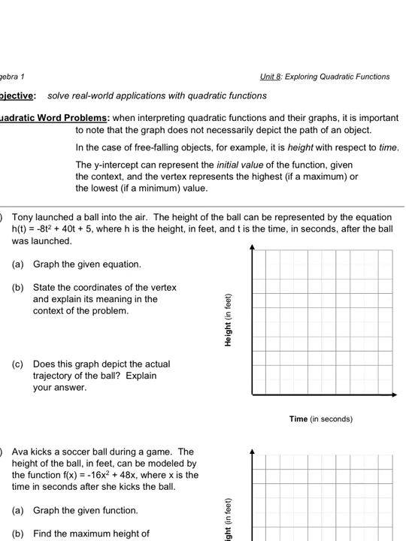Recording going here. Tony launched the ball, or a ball, into the air. Let me get my pen out. The height of the ball can be represented by the equation given, where h is the height and t is the time in seconds after the ball is launched. We've got to graph the given equation, state the coordinates of the vertex, and explain its meaning in the context of the problem. All right, so we need a graph.